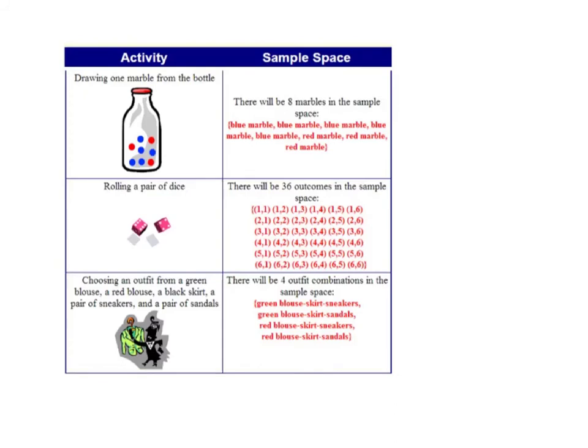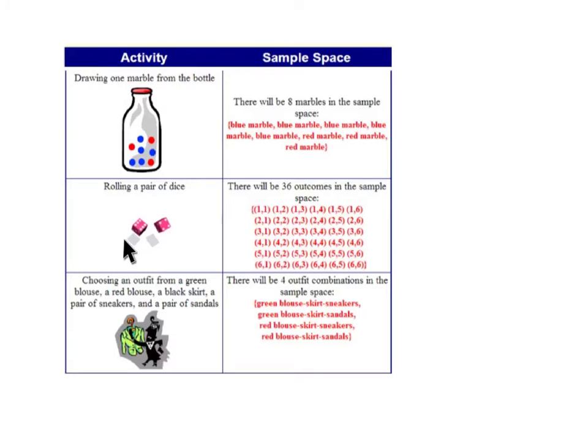So here are some other sample spaces. If you had red and blue marbles in a bottle, right? I have 1, 2, 3, 4, 5 blue marbles and 3 red marbles. And so there's 8 total marbles in the sample space. And then these are all the possible combinations. You could have blue, blue, blue, blue, blue, red. Anyway, you could have all the different colors written there.